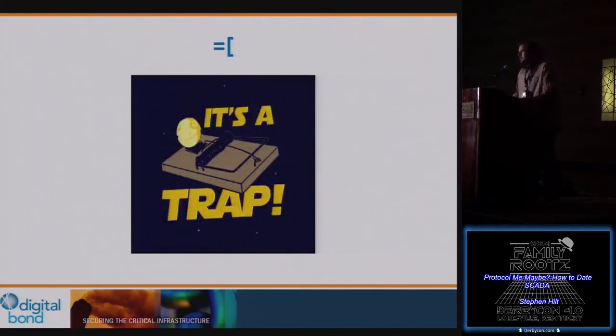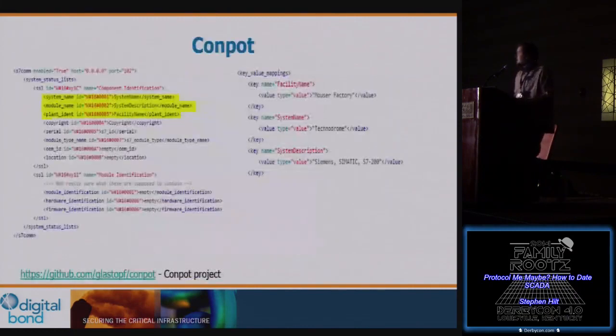So after doing some searching online, you find out that that's actually a Conpot. So here's the Conpot. At the bottom is their GitHub, and then the configuration for those fields are right there. And you can pull off to the right. It's the Mauser Factor, Technodrome, and the Siemens Simatic S7 200. The interesting one is the Siemens Simatic S7 200.